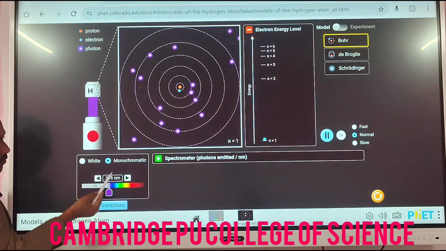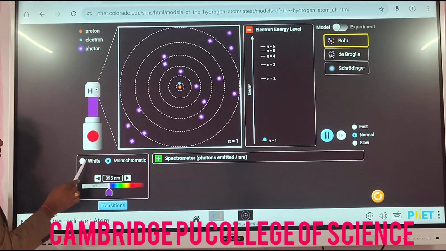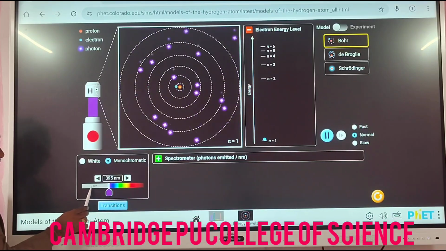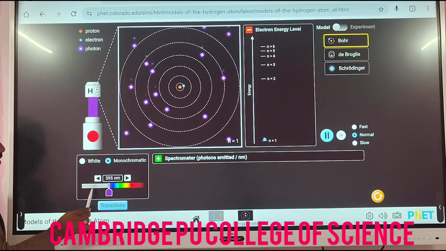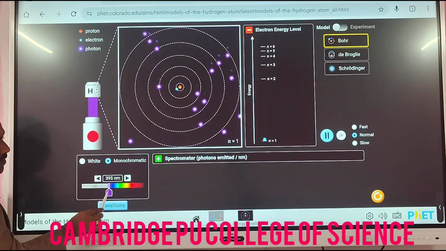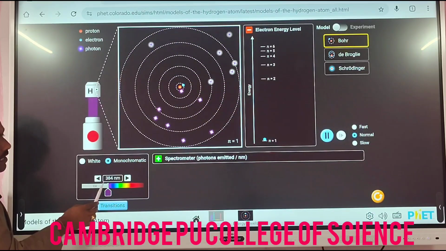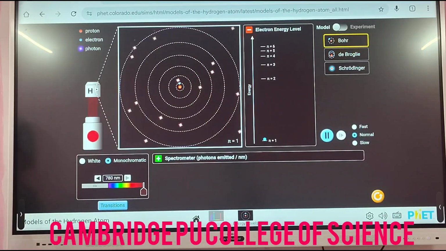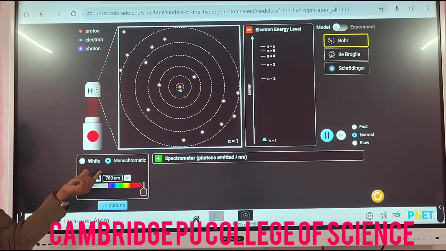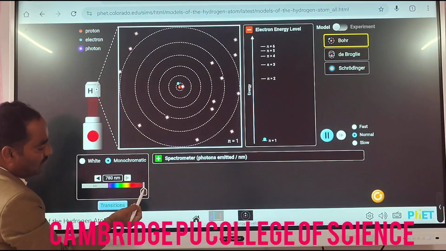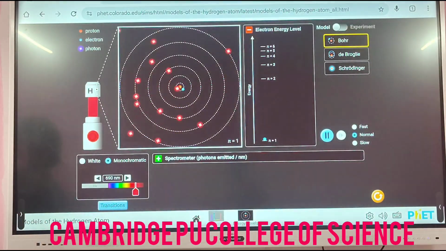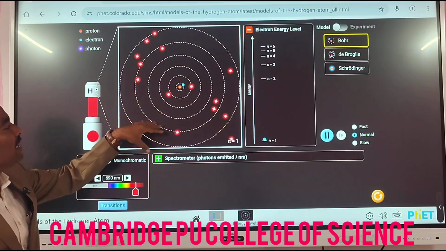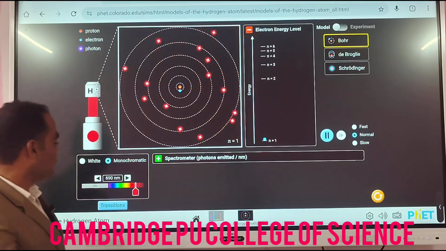See here, whatever wavelength is required, whenever white light is falling on this structure of the atom, this region is the UV region, and its wavelength starts from 380 nanometers to 780 nanometers. In this region, different colors are formed. Here, red colored light is falling on this particular structure, so it shows a different region.